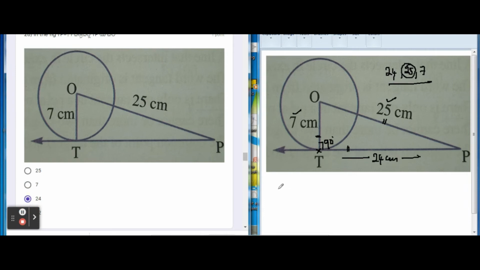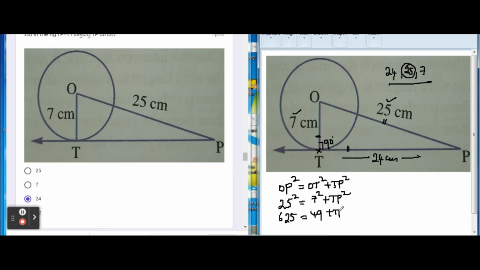And there is another method also, using the Pythagoras theorem. What does the Pythagoras theorem say? OP square is equal to OT square plus TP square, the sum of squares of the other two sides. OP square is 25 square, OT square becomes 7 square, and the other side becomes TP square. 25 square value is 625, 7 square value is 49, TP square.